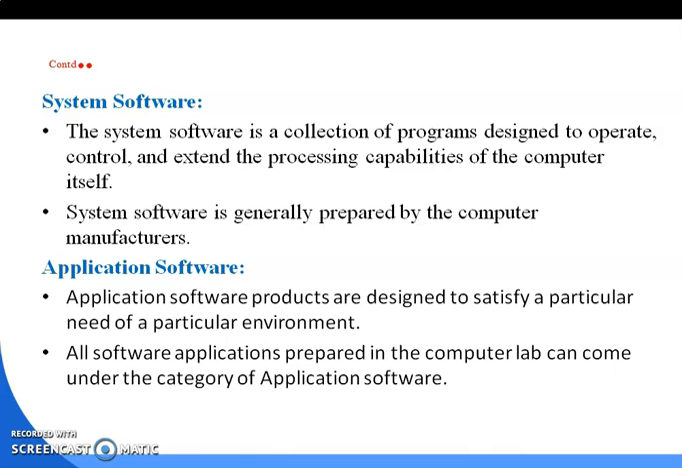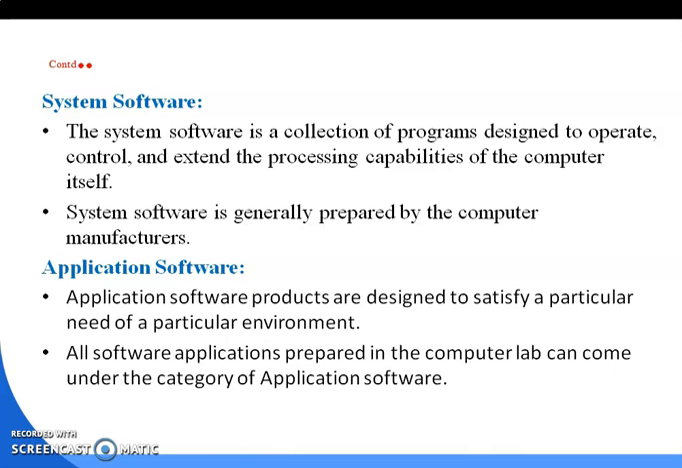Example, your operating system. Operating system is system software, because through it you can control the computer system. Utility programs means the driver programs. When you purchase a new device, a small CD is provided by the company. You first install that software, then you connect your hardware components like your printer, fax, scanner, everything. That is also system software. So basically system software is generally developed for the control of the computer system.